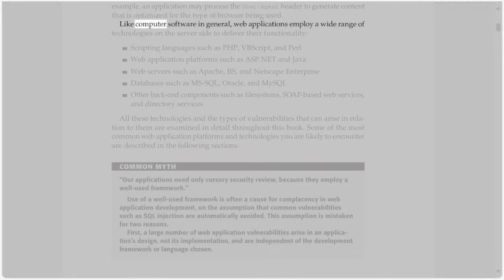browser being used. Like computer software in general, web applications employ a wide range of technologies on the server side to deliver their functionality. Scripting languages such as PHP, VBScript, and Perl. Web application platforms such as ASP.NET and Java. Web servers such as Apache, IIS, and Netscape Enterprise. Databases such as MS-SQL, Oracle, and MySQL. Other backend components such as file systems, SOAP-based web services, and directory services. All these technologies and the types of vulnerabilities that can arise in relation to them are examined in detail throughout this book.